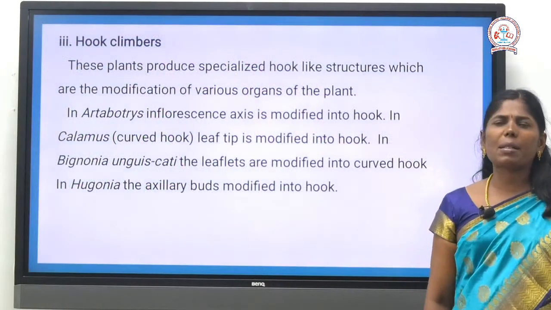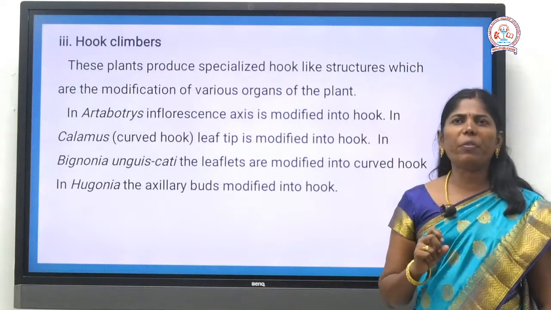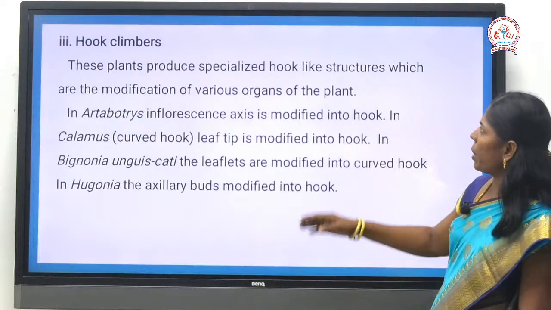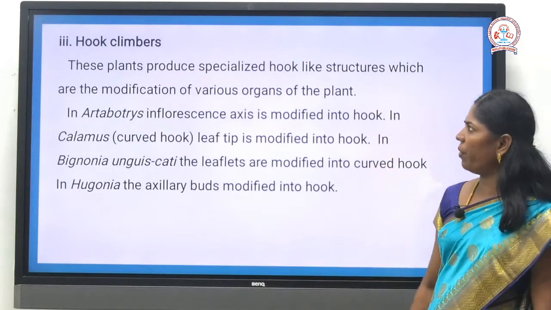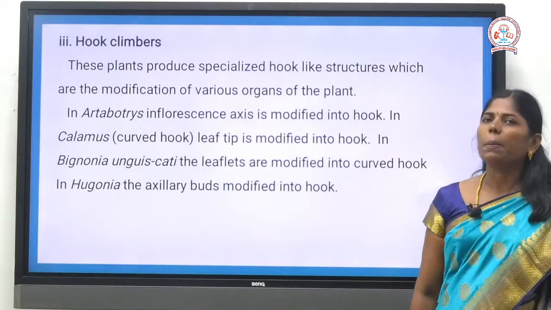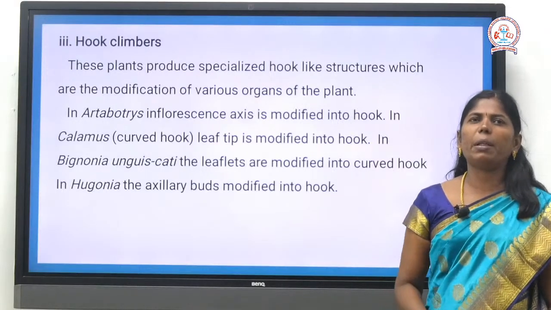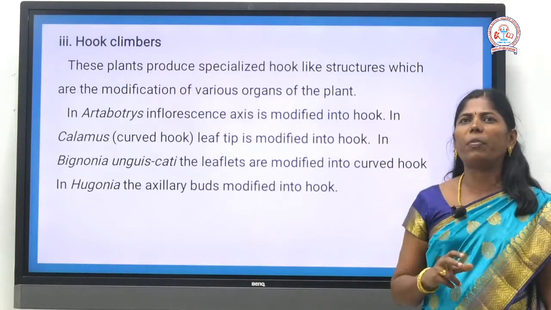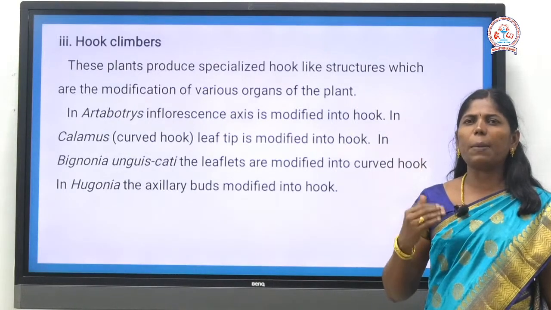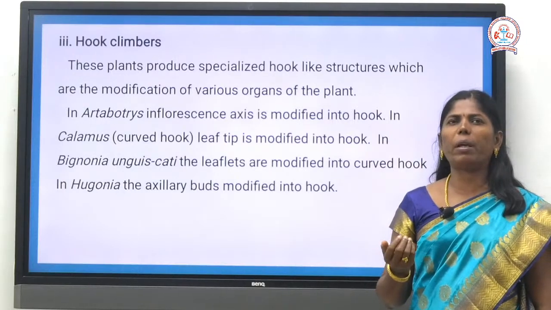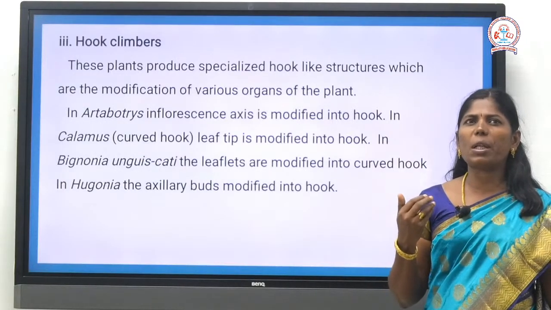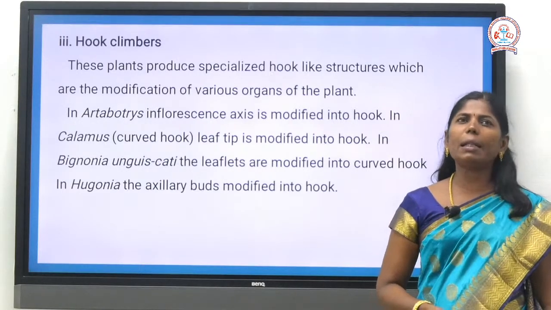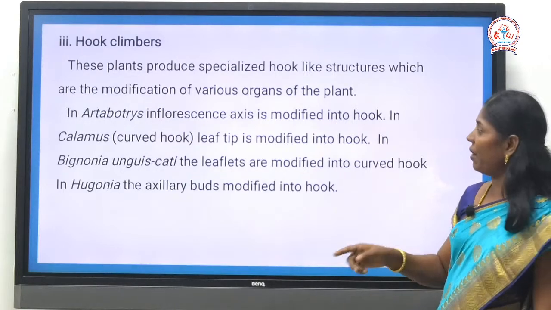Next, hook climbers. Here the stem is modified into a hook-like structure. That is called hook climbers. These plants produce specialized hook-like structures, which are modifications of various organs of the plant. In Artabotrys, the inflorescence axis is modified into a hook. Some parts of the stem get modified. At the same time, in Combretum we saw that a leaf is modified.